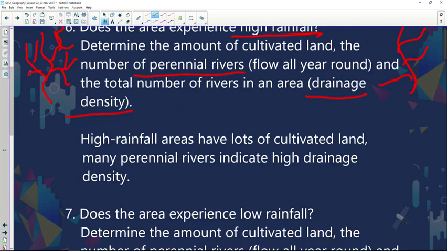KwaZulu-Natal's got quite a high rainfall per year, as well as a certain section in South Africa close to Knysna and Plettenberg Bay. But most of South Africa experiences seasonal rainfall.